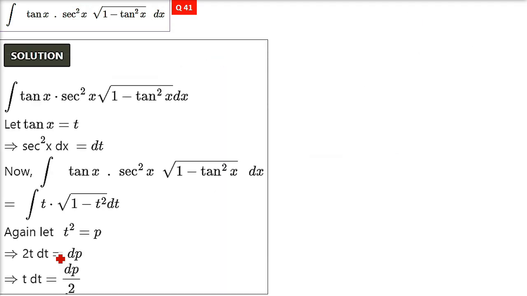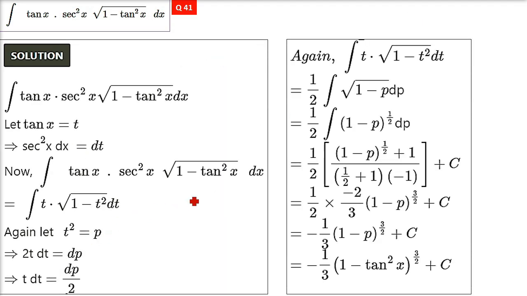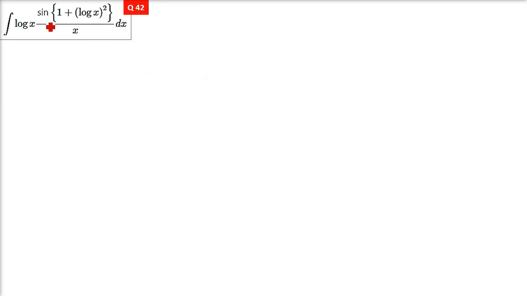Now this result, when you put t square equals to p, is the result which I actually did not solve. I explained you the other solution. This is another solution, but the answer will remain same. Next one is log x.